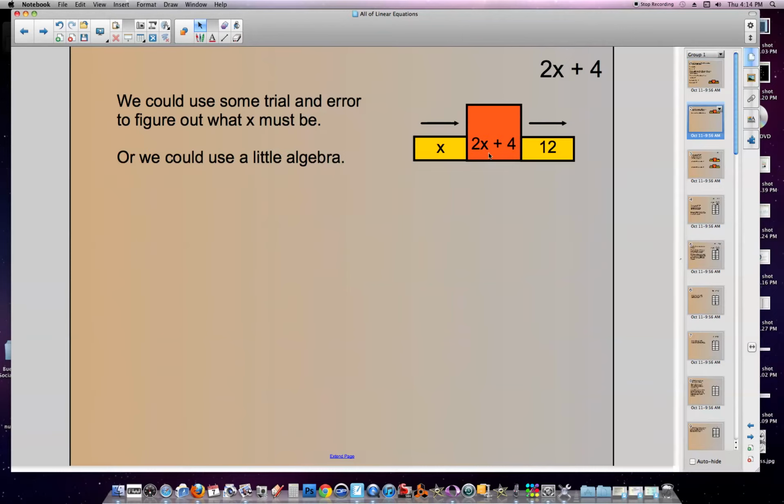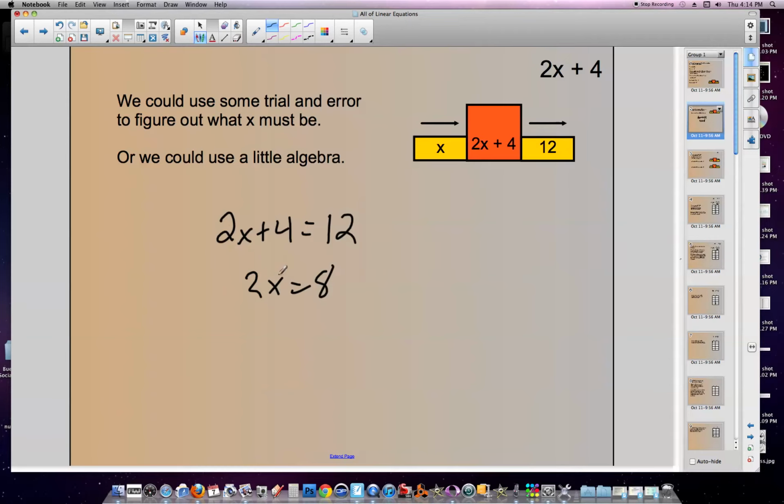We can use trial and error to solve for this. We could just guess numbers until we get to it. But what we've been doing so far with two-step equations is designed to really help us with this. So if 2x plus 4 is 12, we know that 4 was added to this to get 12. So if we take 4 away from here, and we take 4 away from here, then this is still going to be true. If 2x is 8, then 2x plus 4 must equal 12.